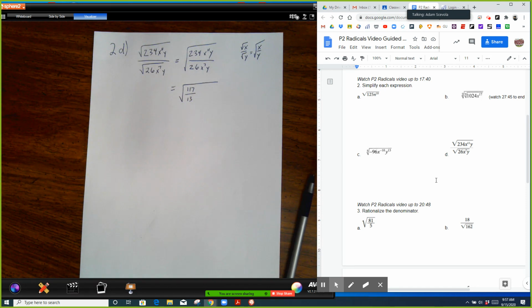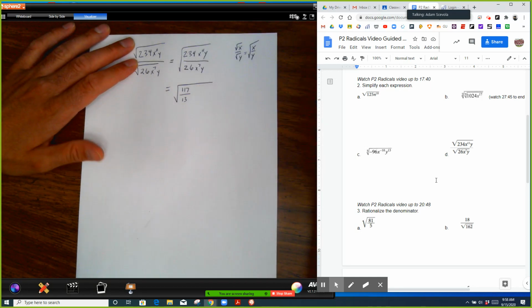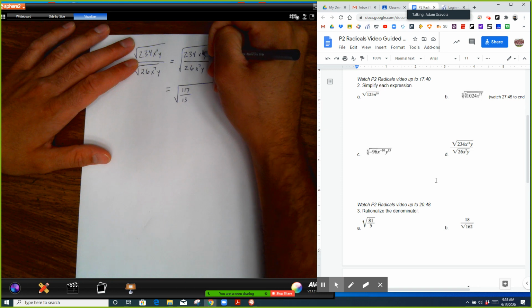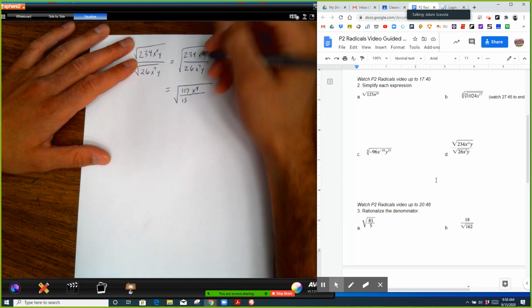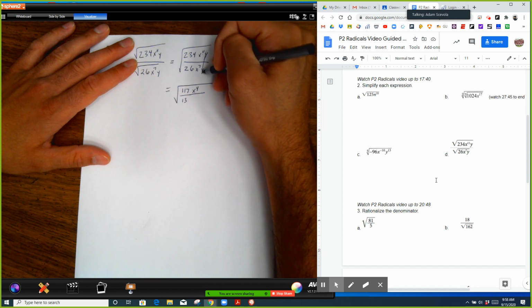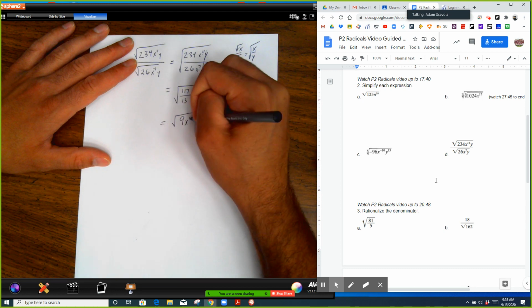It's 9. All right, and then x to the 11th over x to the 7th is just going to be x to the 4th. And then y over y is just 1, so that's going to cancel out. All right, so then this becomes the square root of 9x to the 4th, which becomes just 3x squared. So you could have done this a whole more complicated way. You didn't have to do it my way, but it should end up here.